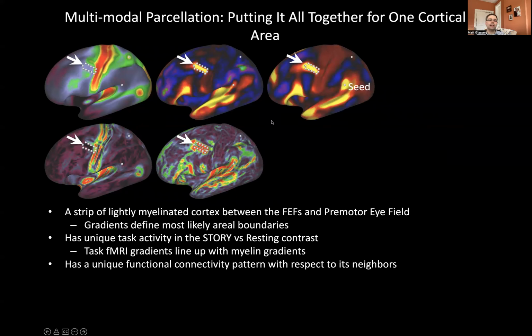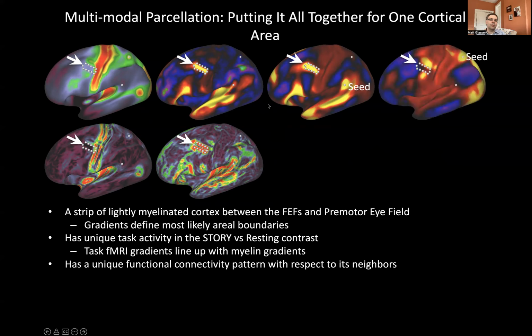We can look in functional connectivity now and put a seed in another location within the language network here. And we've got specific connectivity to this particular area, but not its neighbors. But if we put a seed in a different functional network here in LIPV, we see selective connectivity to the I fields and not to the cortical area of interest.